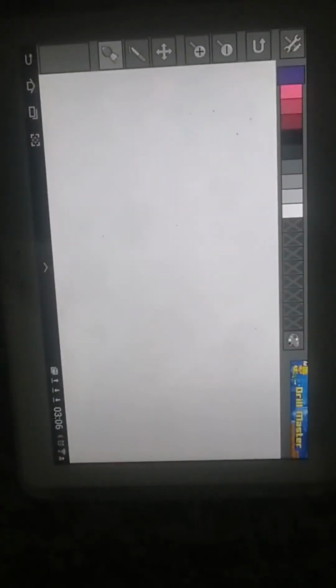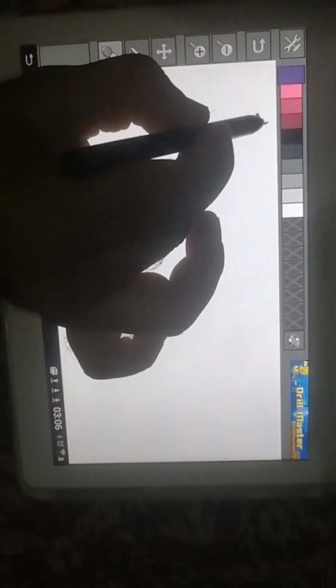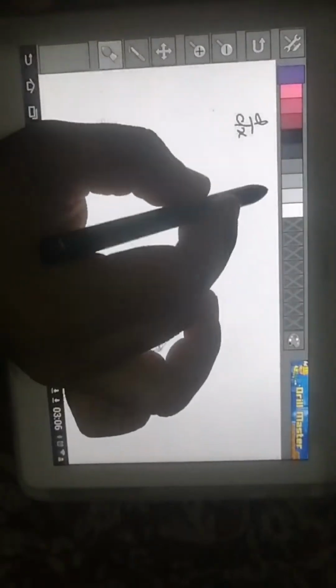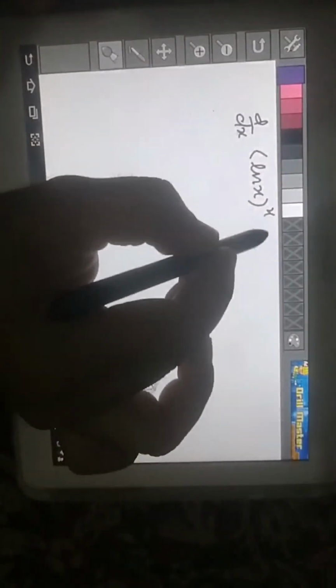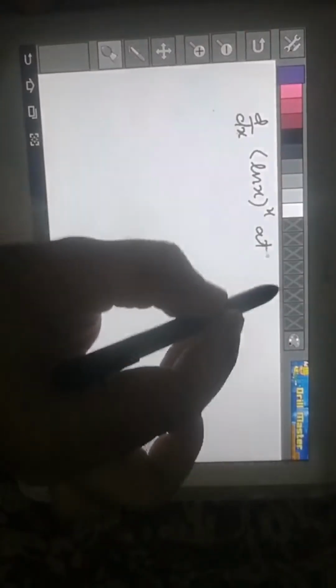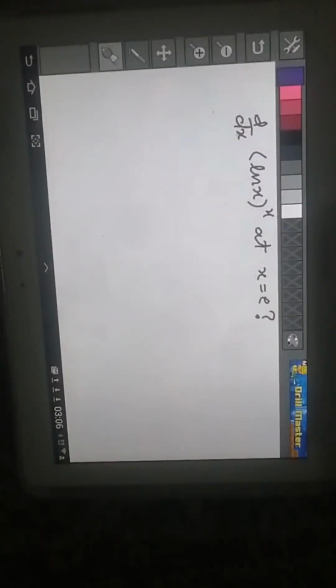Let us look at this. This is another derivative based question, right? d by dx of natural log of x raised to the power x, at x equal to e. What is it equal to?